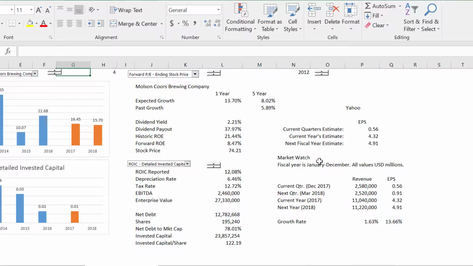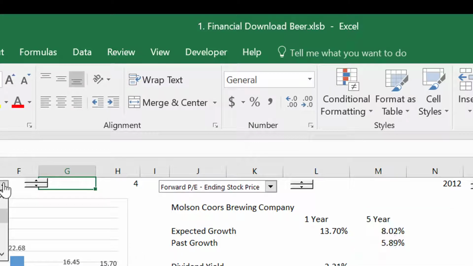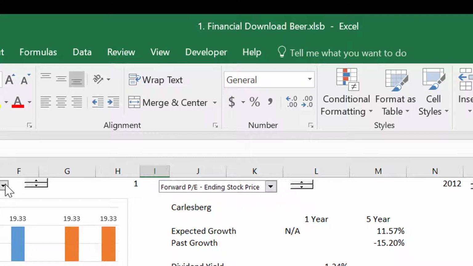Okay, so I opened the file called the beer companies, and we've got some companies in the same industry. I clicked on this one. I said, let's look at the rate of return. I've got the rate of return on invested capital down here, and I put the PE ratio on the top. And we can cycle through some of these companies and see what's going on.